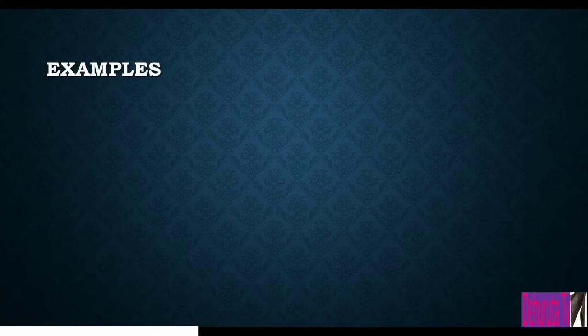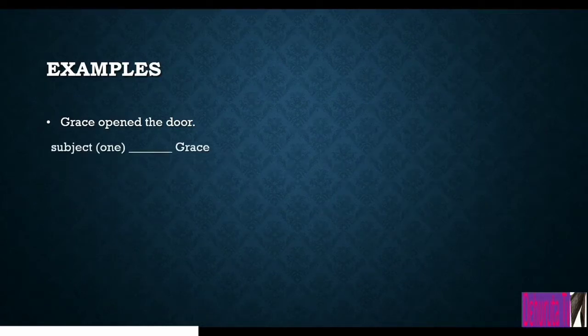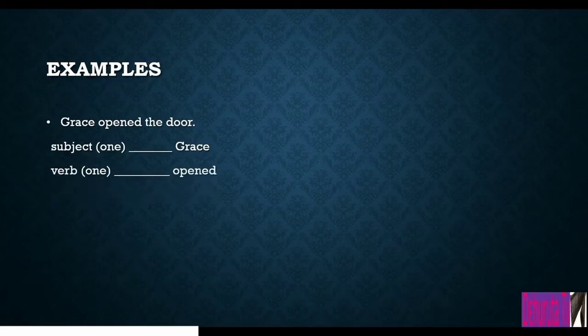So let's look at some of the examples. Grace opened the door. Now, how many subjects do we have and how many verbs do we have? Subject is one, that is great. And then verb is also one, that is opened. So this is a simple sentence, and it has an independent clause.